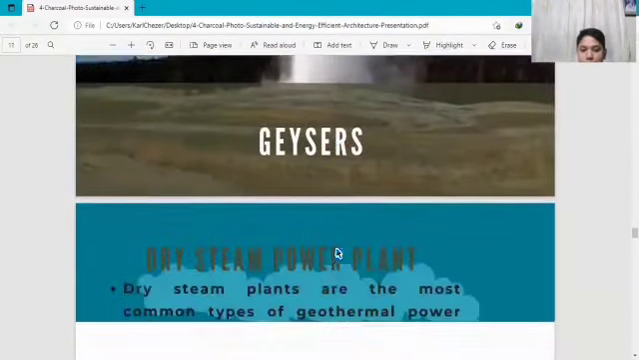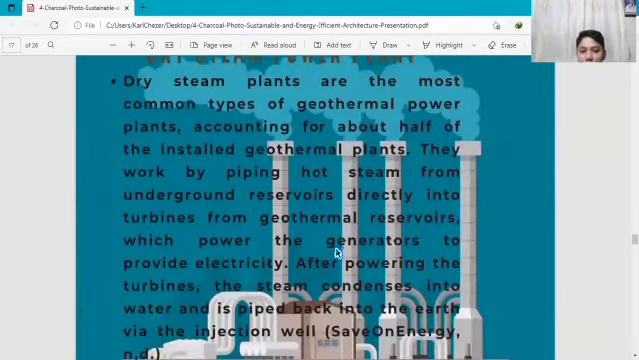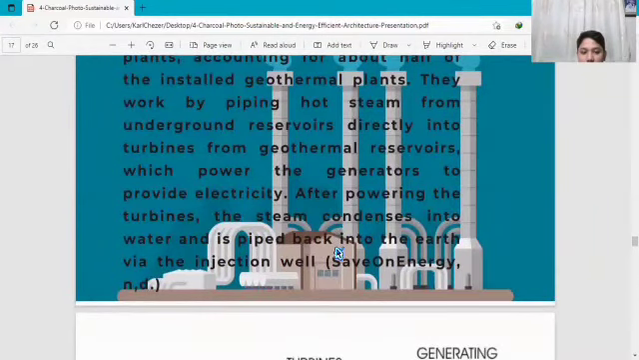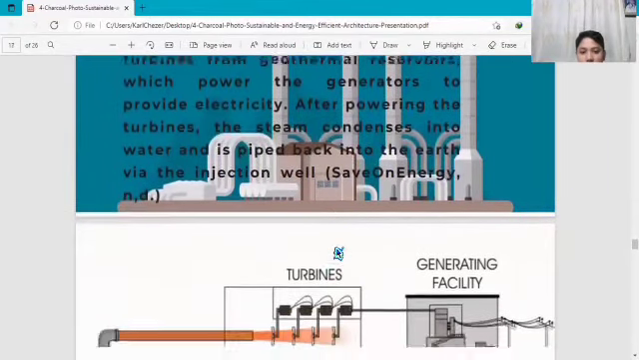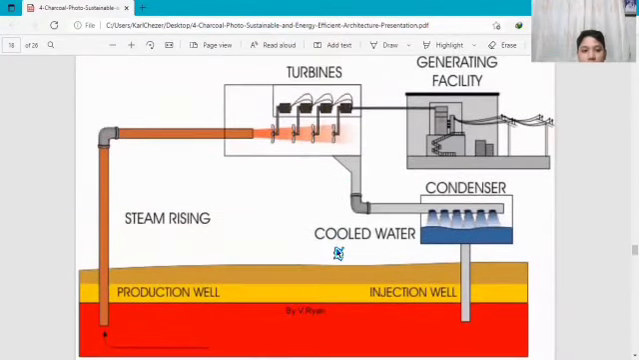At dito sa hot spring, ito yung geysers. Itong dry steam power plant: dry steam plants are the most common types of geothermal power plants, accounting for about half of the installed geothermal plants. They work by piping hot steam from underground reservoirs directly into turbines, which power the generators to provide electricity. After powering the turbines, the steam condenses into water and is piped back into the earth via the injection well. Ito yung picture niya, yung turbines.